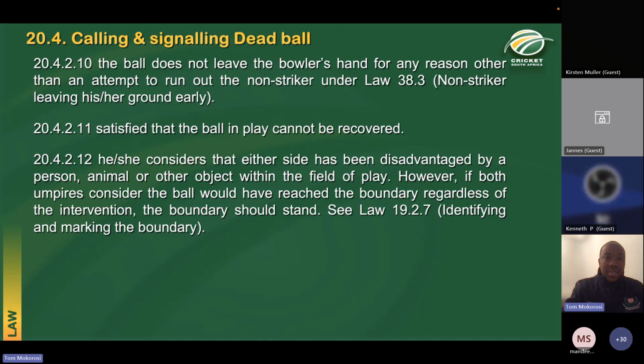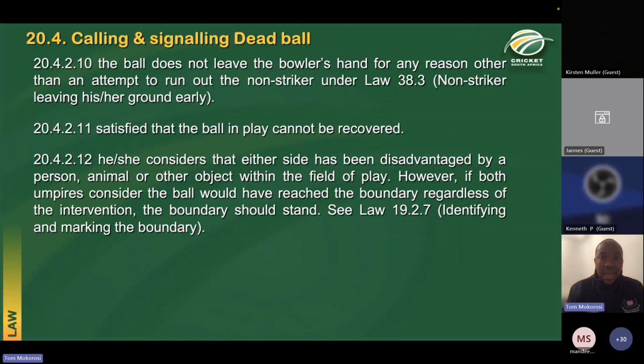If the umpire considers that either side has been disadvantaged by a person, animal, or other object within the field of play, and the ball has hit that person, animal, or object, then, but we don't think it was going to the boundary. I made that example earlier.